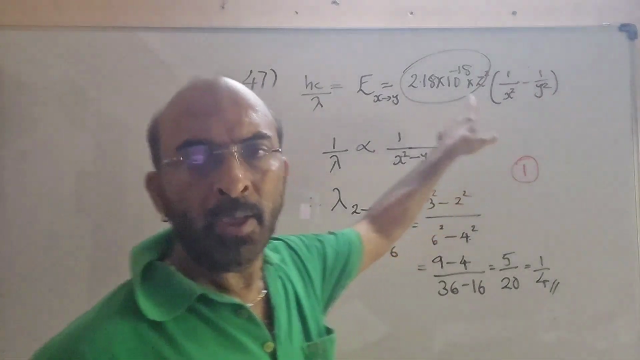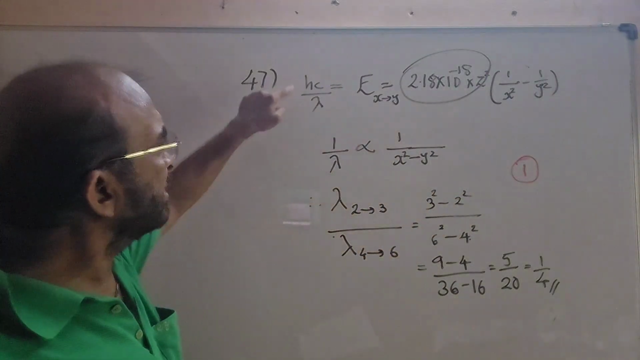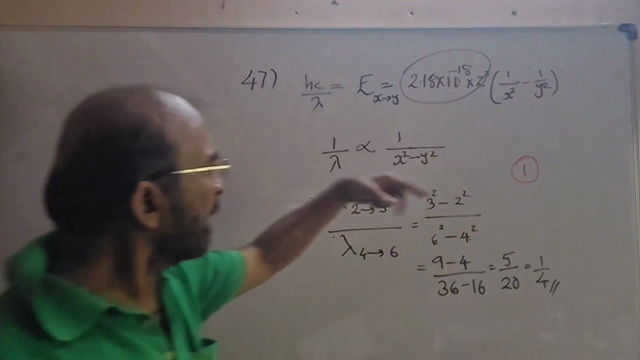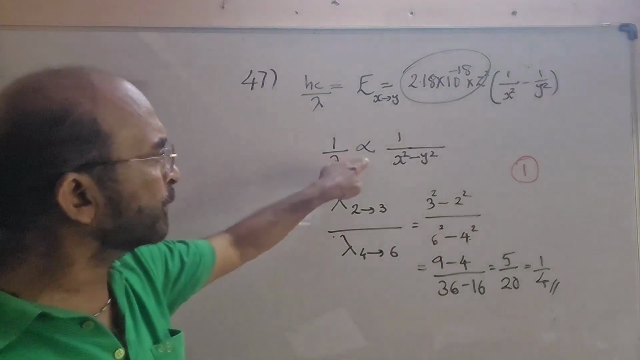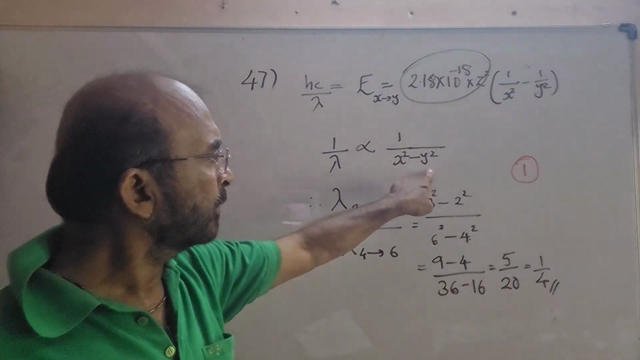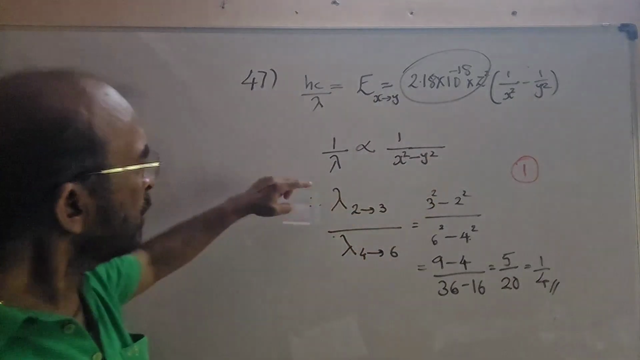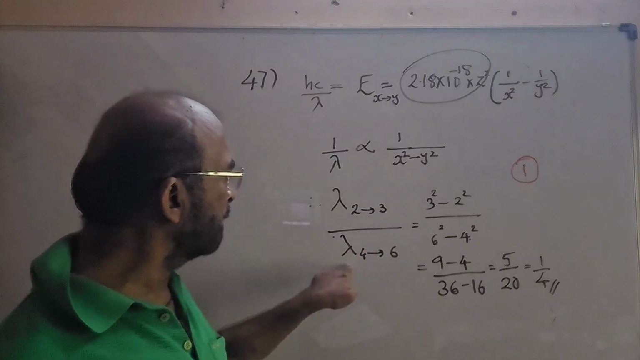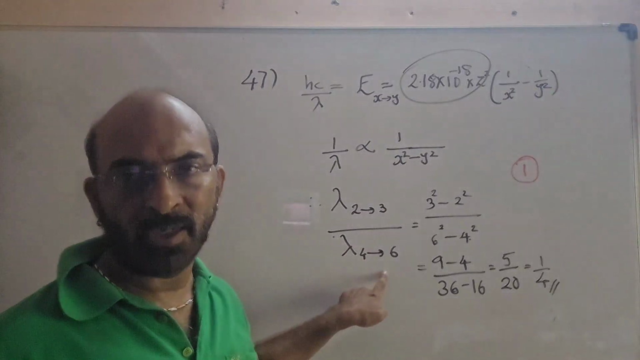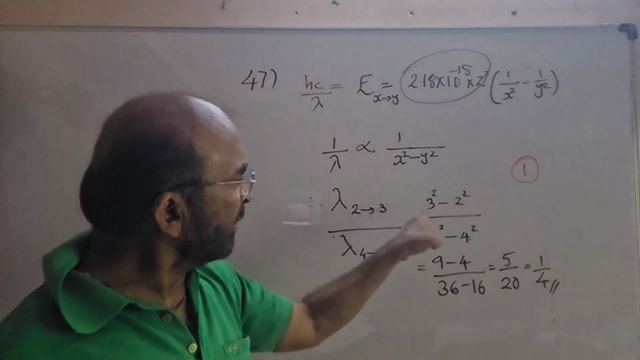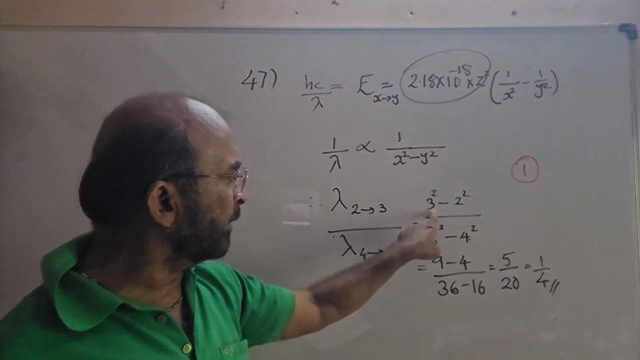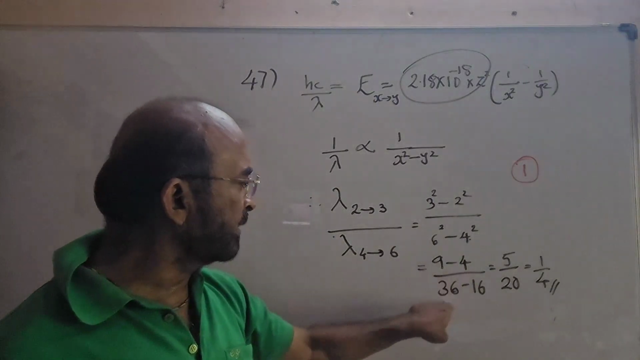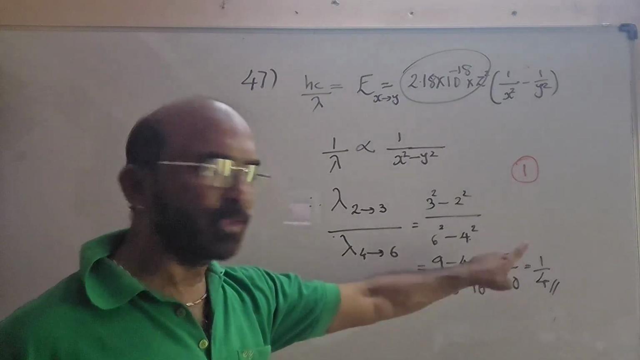Okay, you know that. Now we also know that energy is equal to hc by lambda. Agreed. So hc by lambda is equal to this value. Avoiding constants, we can say 1 by lambda is proportional to 1 by x square minus 1 by y square. So we want the ratio of the two transitions, lambda 2 to 3 and lambda 4 to 6. To get a positive value, 3 square minus 2 square divided by 6 square minus 4 square. Simple: 9 minus 4 by 36 minus 16, 5 by 20, is equal to 1 by 4.